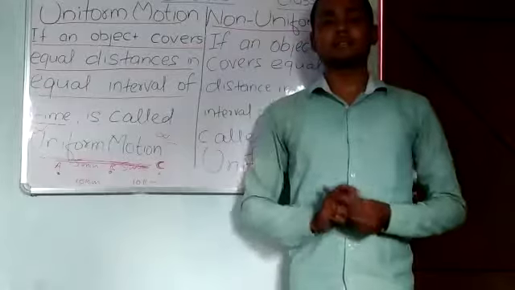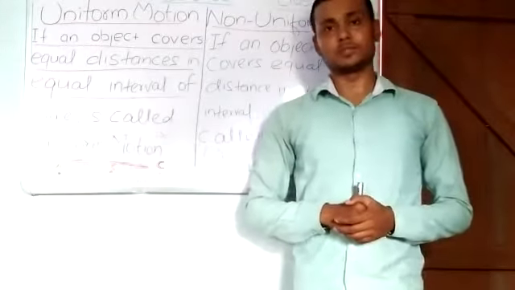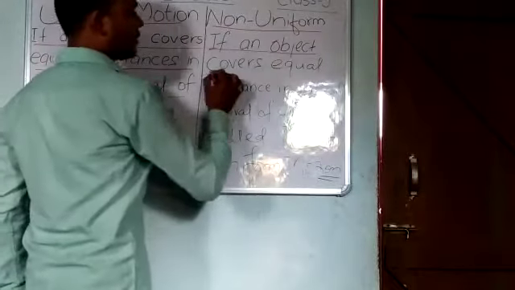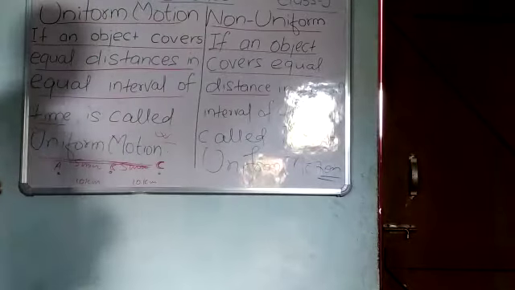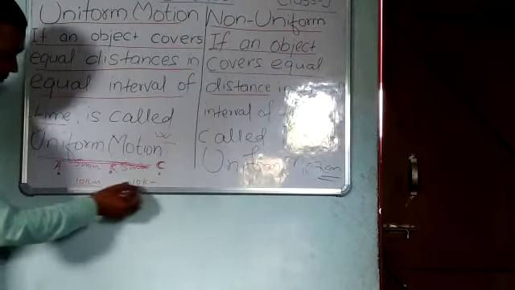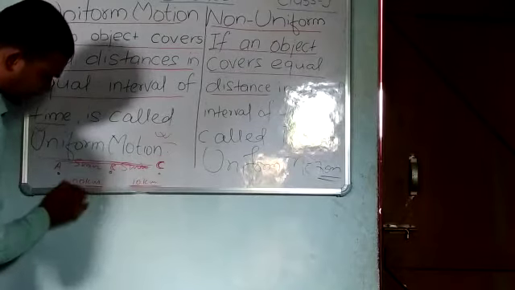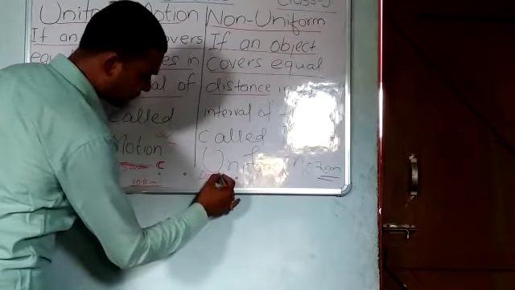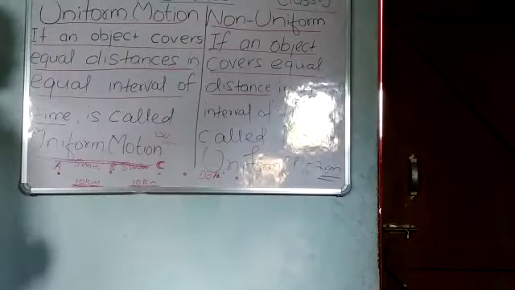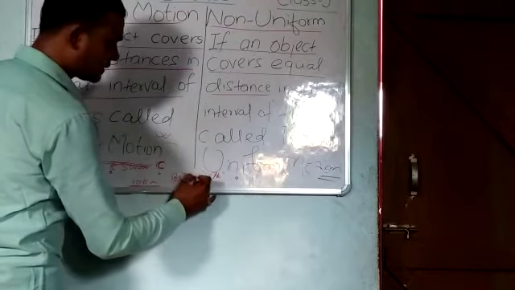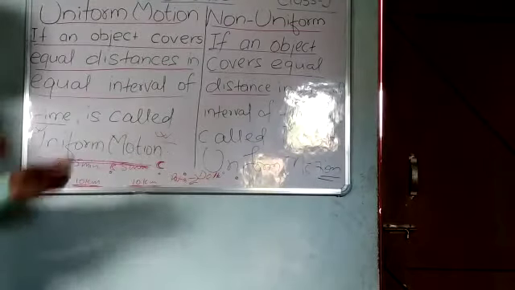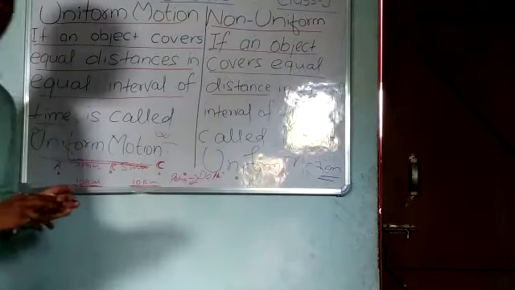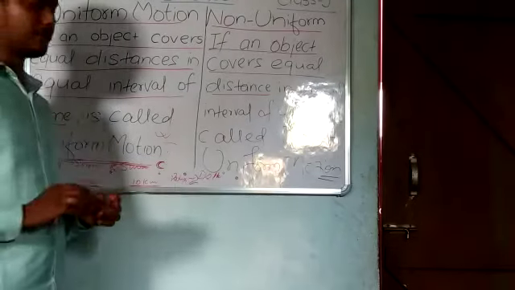Non-uniform motion is just opposite to uniform motion. See, if an object covers equal distance, meaning the distance is the same, because the distance between Patna to Delhi never changes, which is a fixed value, a constant value. Patna to Delhi, the distance between any two places remains the same, but the speed varies.